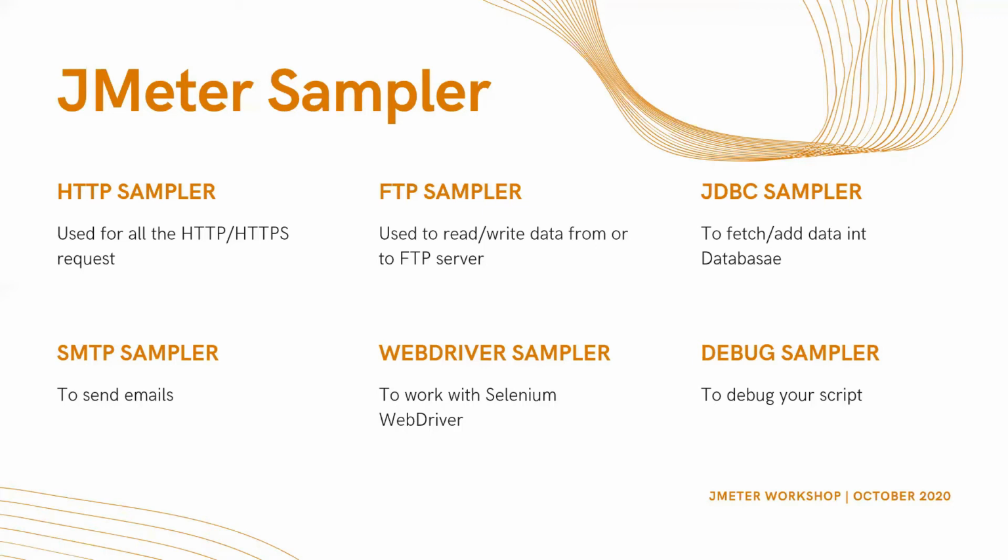The first one is the HTTP or HTTPS sampler. 90% of the time we'll be working with the HTTP or HTTPS sampler, because we will mostly be checking the performance of a web application or web portal. So we have the HTTP sampler, we have the FTP sampler. Via JMeter, let's say you want to fetch some data from an FTP server, or you want to store some data into your FTP server, you can use the FTP sampler. Another thing is the JDBC sampler. And you can also combine two samplers.